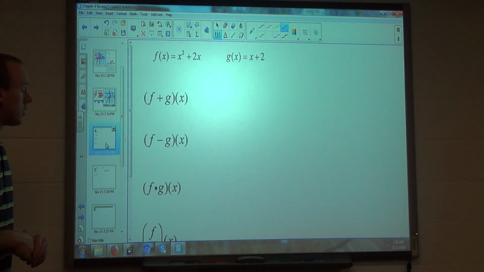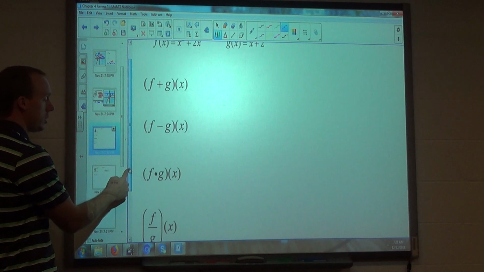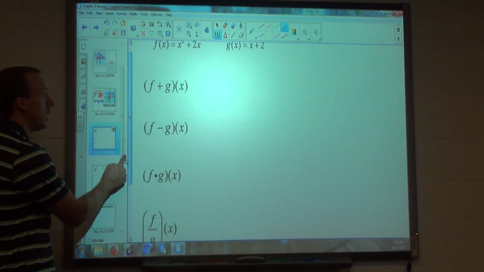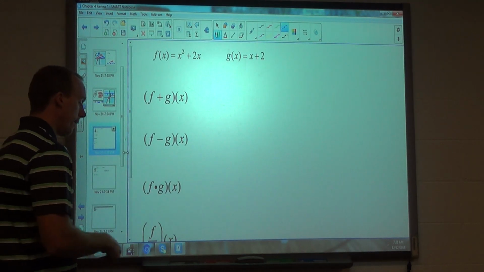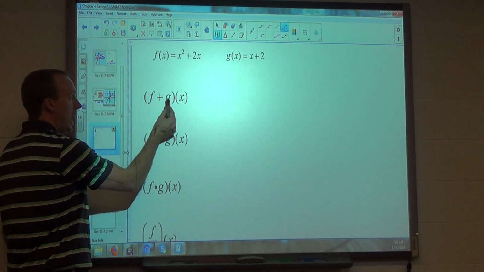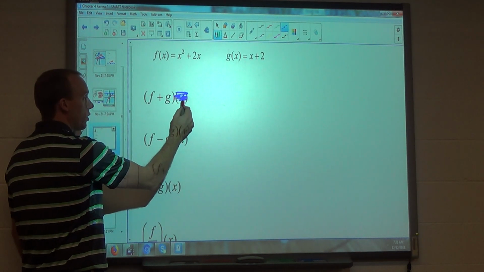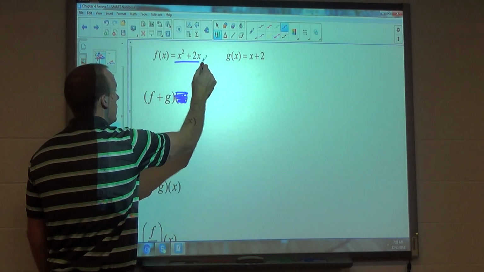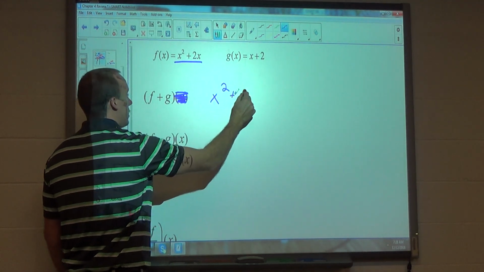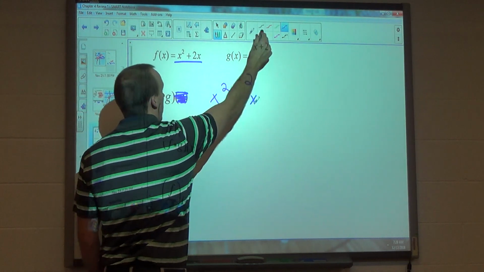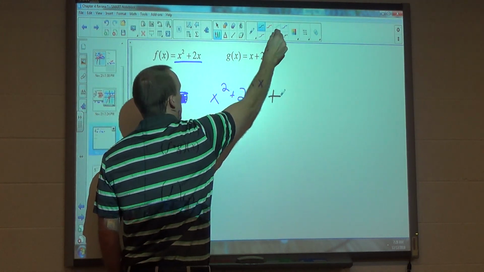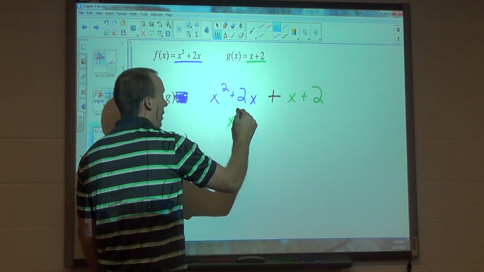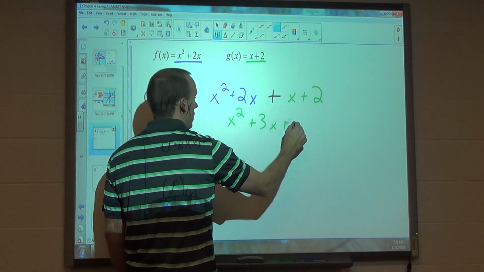Alright, next one here. On the test there are 4 of these, one of each: an add, subtract, multiplication, and division of my original 2 functions. Remember, when you add the functions, this x means nothing, so you don't have to worry about that. It just tells me it's a function. On the test, it'd be the f function, which is x squared plus 2x, and then you're going to add that to the g function, which is x plus 2. So I have x squared plus 3x plus 2.